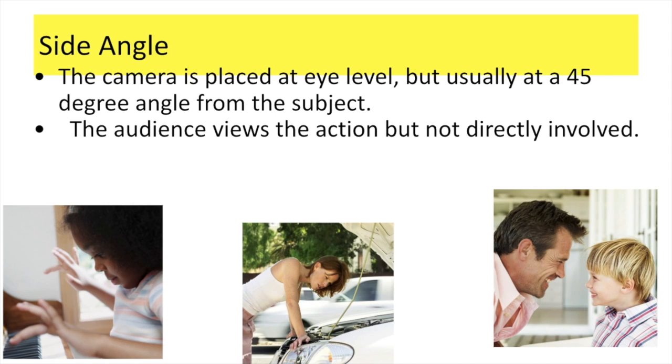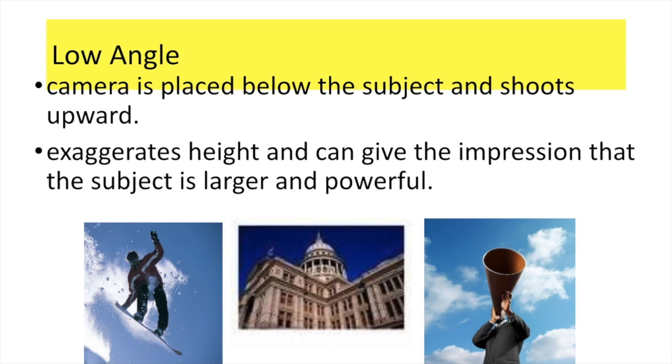Side angle. The camera is placed at eye level, but at a 45-degree angle from the subject, so you're seeing things in profile. The audience views the action, but is not directly involved in it. So you can see the example of someone playing the piano. You're not at the piano, it's off to the side, so you can see them working. Or someone working on a car, you're not seeing directly over the shoulder or anything. You're seeing from the side, and the example of the young man and what looks like his father. That is side angle.